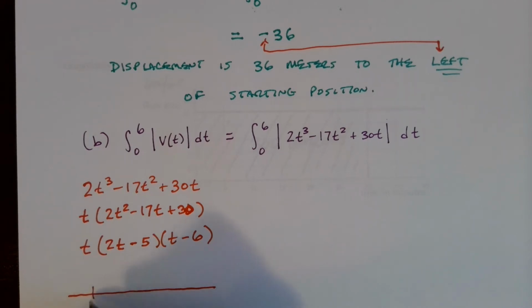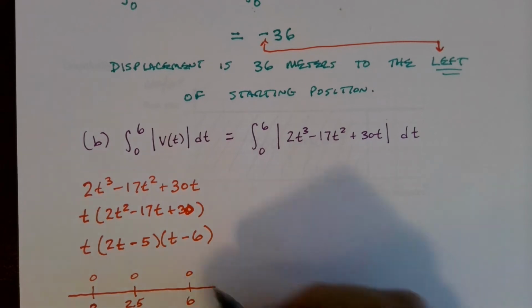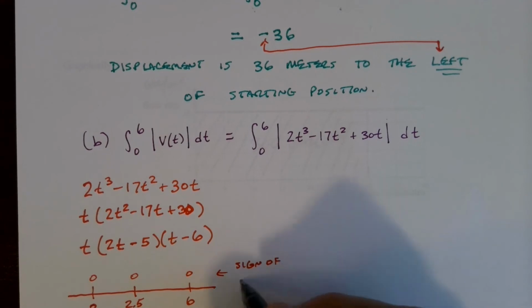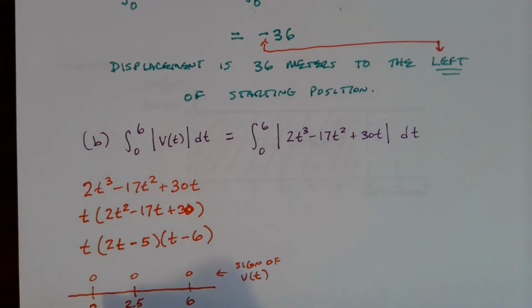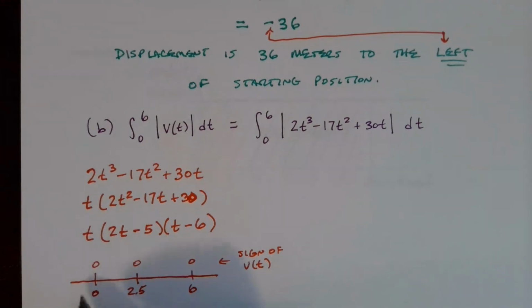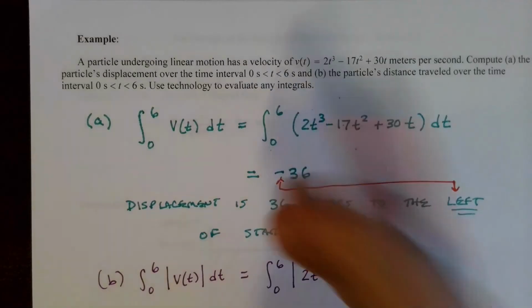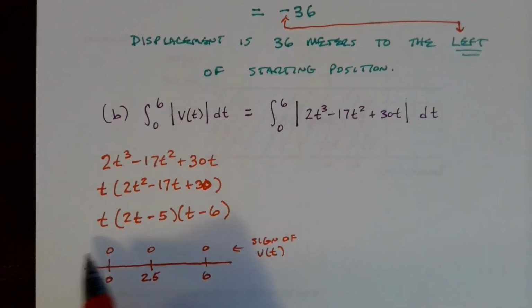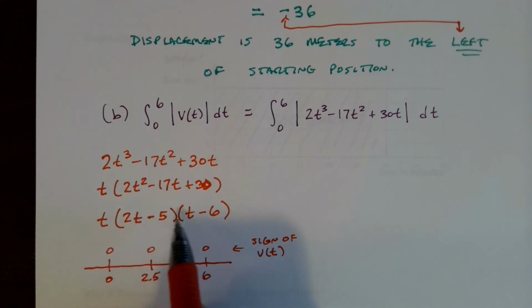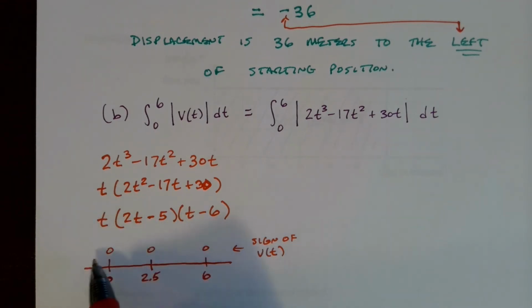So at 0, at 2.5, and at 6, we know that v of t is 0. And you just check the sign of v of t. If I plug in a number less than 0, like a negative number, in this problem we actually don't even need to, but let me just, because we're talking about from 0 to 6 here. If I plug in a negative number, this would be negative, this would be negative, and this would be negative. So I have 3 negatives, it would be negative over here.